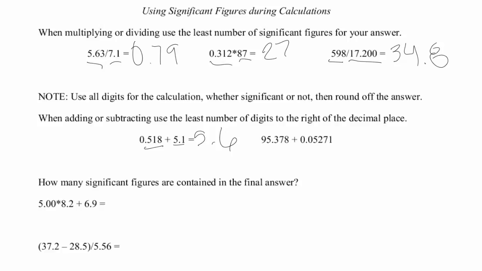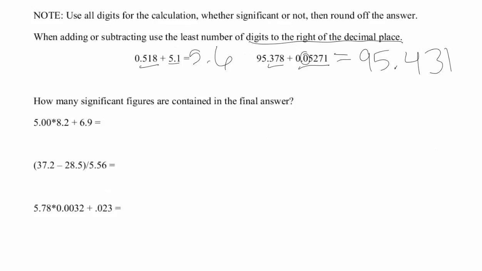In the second problem, we have 3 digits to the right of the decimal place in the first value, and in the second value, we have 5 digits to the right of the decimal. Even though this 0 here is considered not significant, we're no longer talking about numbers being significant. We're talking about digits to the right of the decimal place, whether or not they are significant. So our final answer should have 3 digits to the right of the decimal place. And this answer should be 95.431.